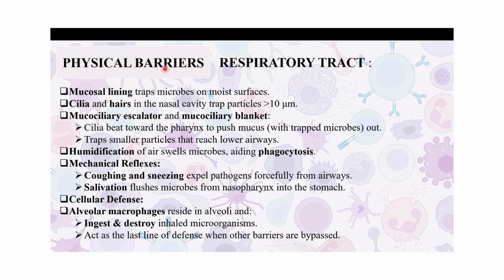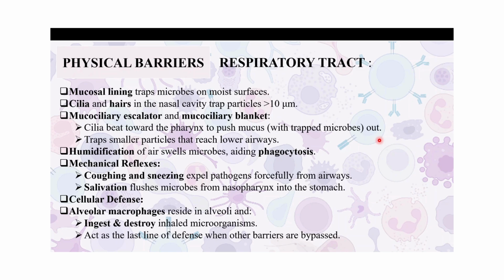This mucosal lining helps in trapping the microbes on the moist surfaces. Cilia and hairs are present in the nasal cavity, as I just mentioned, to trap the particles which are greater than 10 micrometer in size. The mucociliary escalator and the blanket help in constant movement. So the cilia are always beating, constantly beating towards the pharynx, as a result of which it pushes out the mucus.